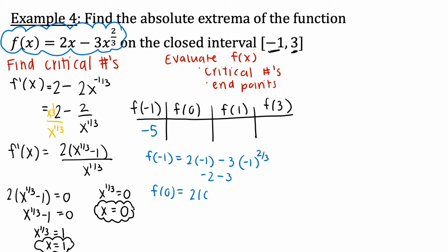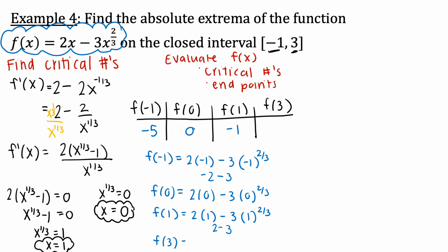f of 0 is 2 times 0 minus 3 times 0 to the 2/3 power. 0 to any power is just 0. 0 minus 0 stays 0. f of 1 would be 2 times 1 minus 3 times 1 to the 2/3, which just gives us 2 minus 3, which is -1. And then the hardest one, f of 3, we would get 2 times 3 minus 3 times 3 to the 2/3, and I'm going to reach for my calculator for this, and we should get -0.24.